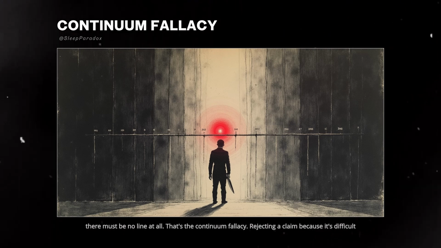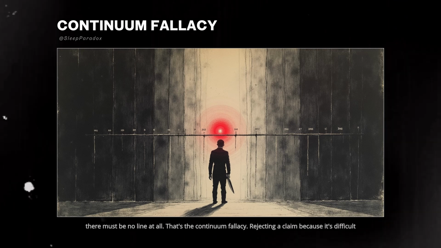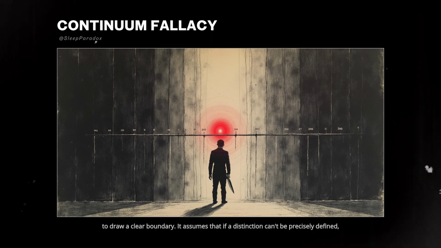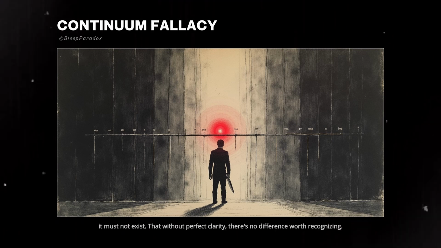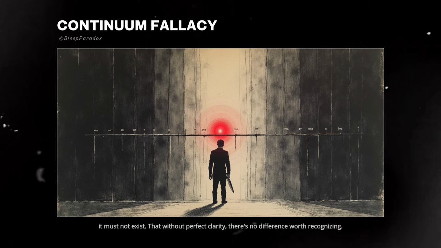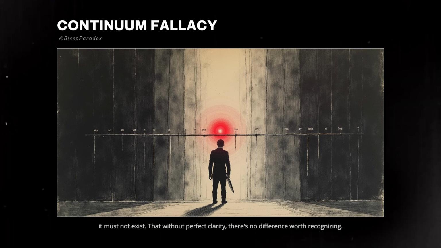That's the continuum fallacy, rejecting a claim because it's difficult to draw a clear boundary. It assumes that if a distinction can't be precisely defined, it must not exist. That without perfect clarity, there's no difference worth recognizing.